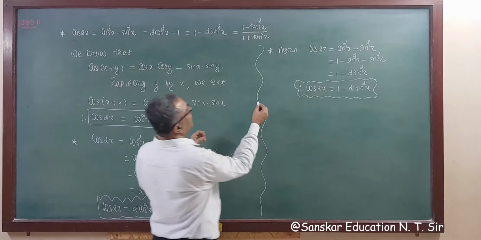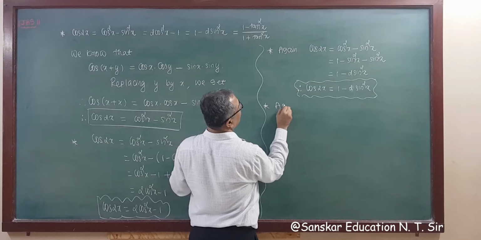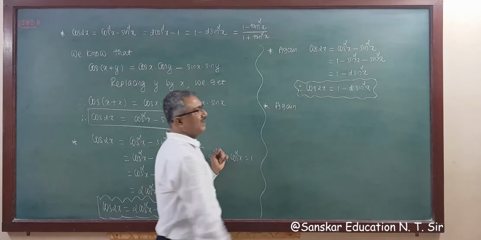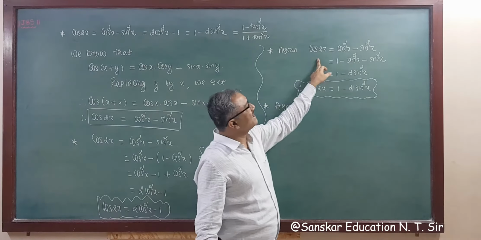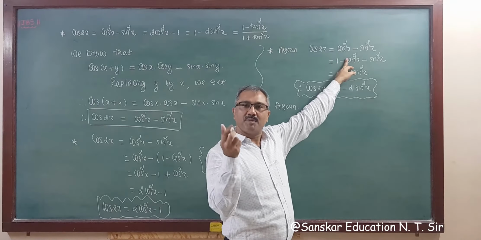So again, you have a formula. Only one basic formula is this. Cos 2x is cos square minus sin square. You have to remember this.